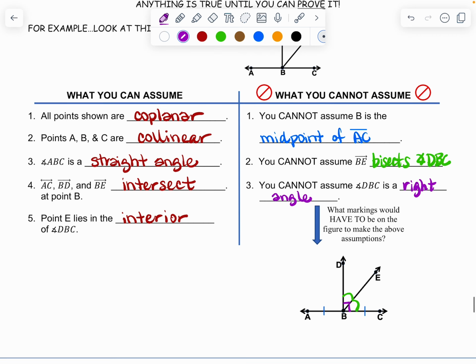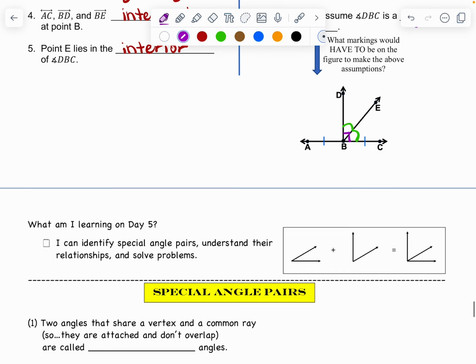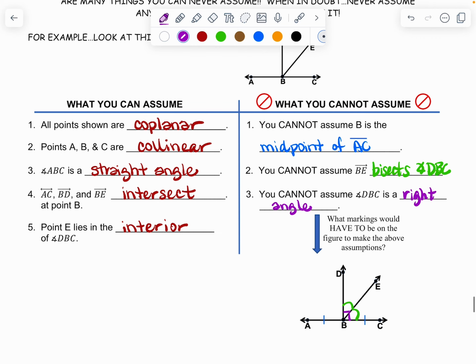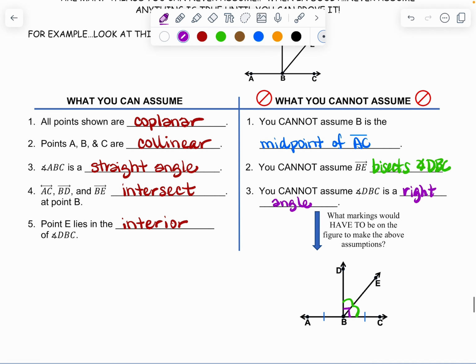Okay? All right, so that's our quick little intro into angle basics. Tomorrow we'll be talking a lot more about angle pairs and how they work together with one another, which will kind of finish off the rest of Unit 1 for us.